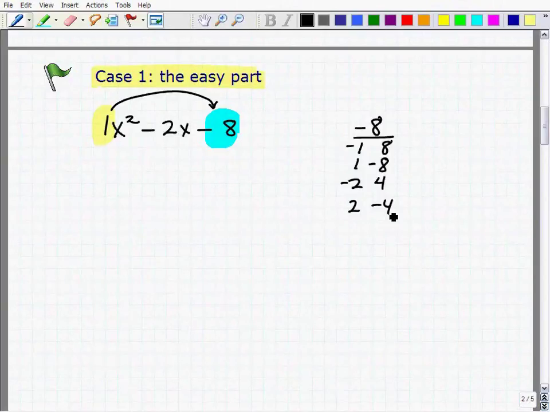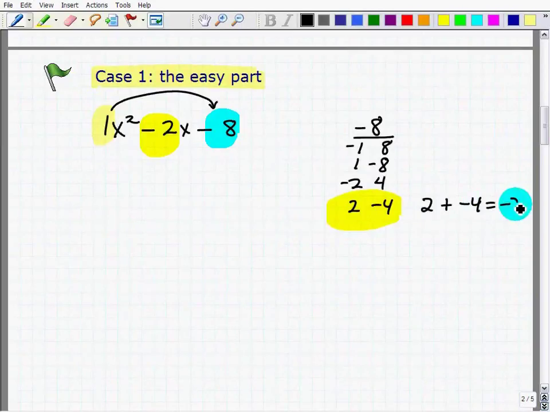All right. Now, the key here is this. After you list all the factors, you have to pick the factors such that when you add up these individual factors, you get this middle number here, -2. So which one of these pairs of factors adds up to -2? Well, it's this pair, because 2 plus -4 gives you -2.